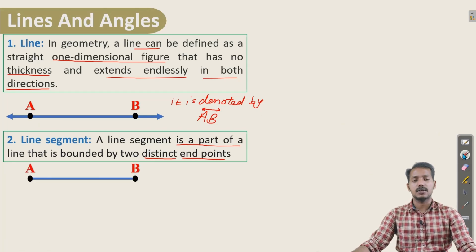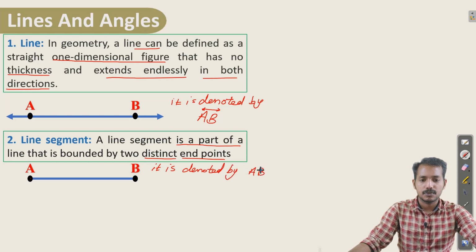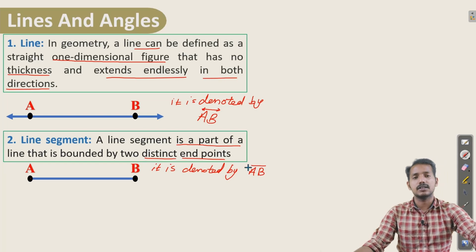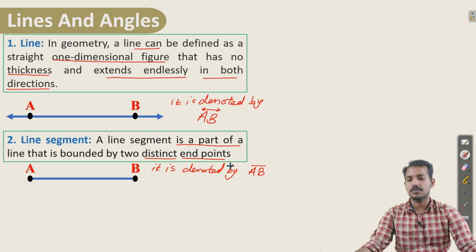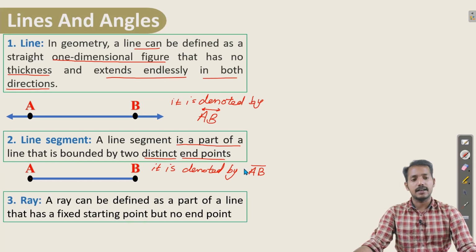Here see AB. A is the initial point and B is the final point. That means it has two endpoints. Generally it is denoted by AB, then just a line over the AB. That is called bar. And next the term is ray.